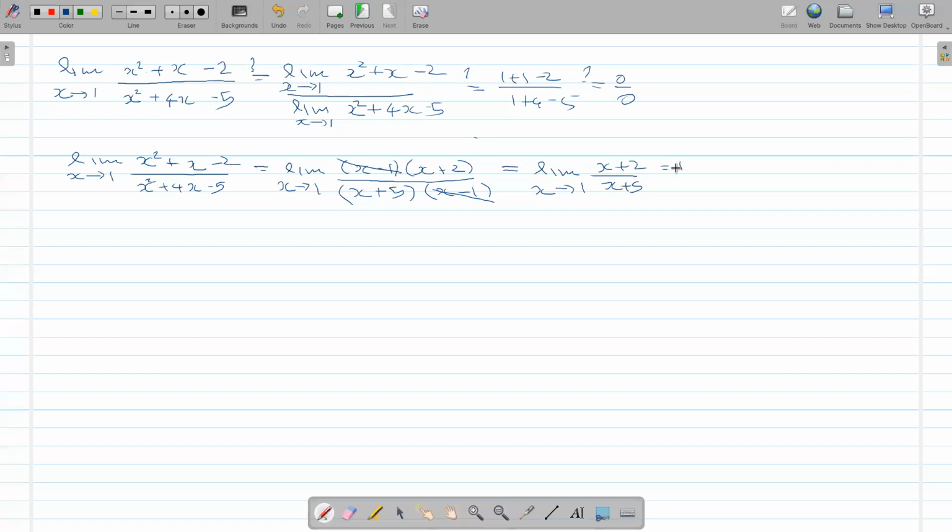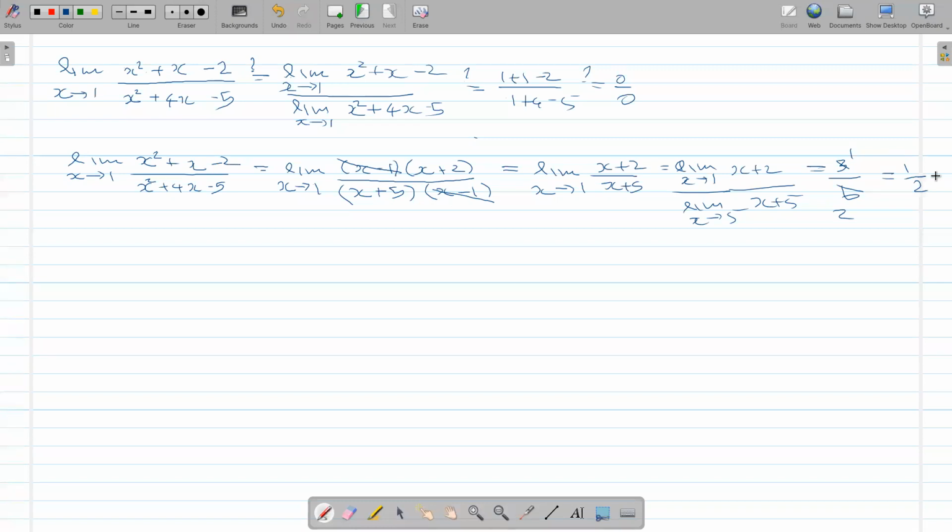Okay, so here I can do the limit. If I plug in 1, 1 plus 2 is 3, and 1 plus 5 is 6. This cancels out. I get 3 over 6, which is 1 over half. In the denominator I am left with x plus 5 and x minus 1.